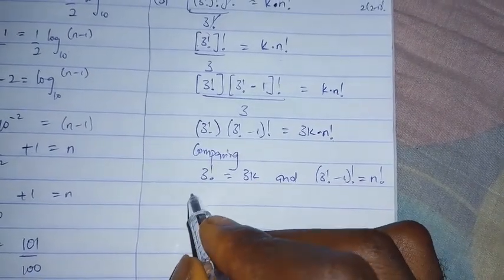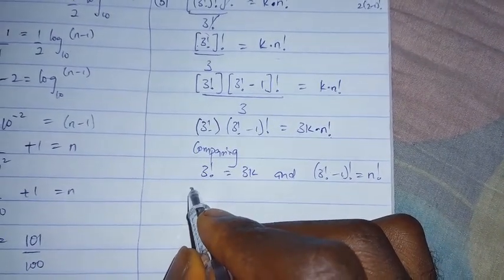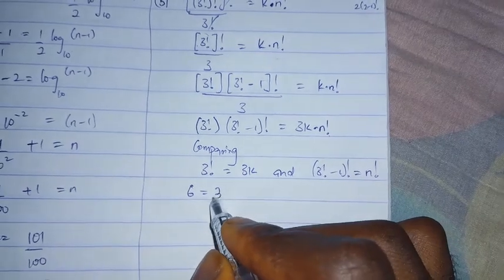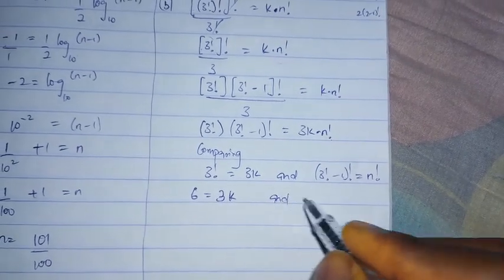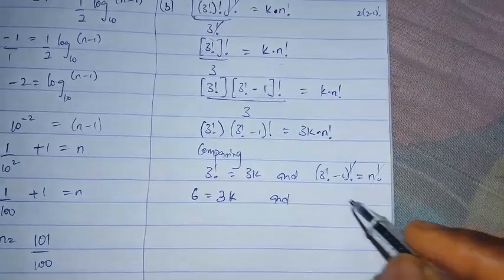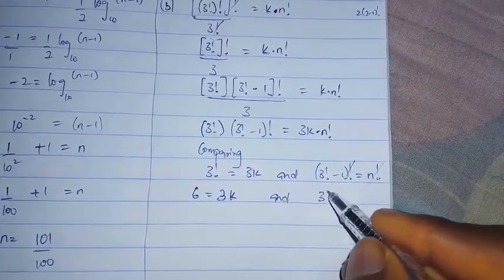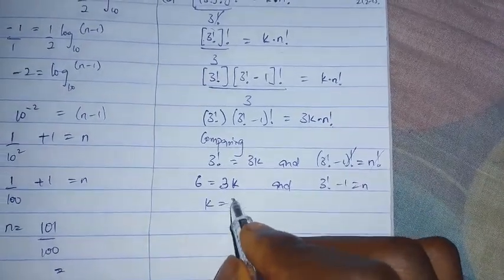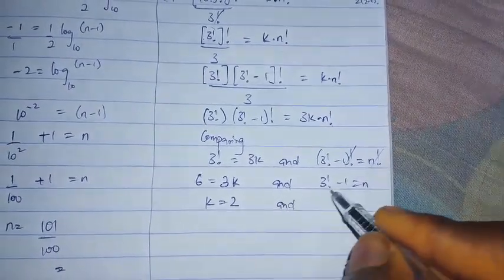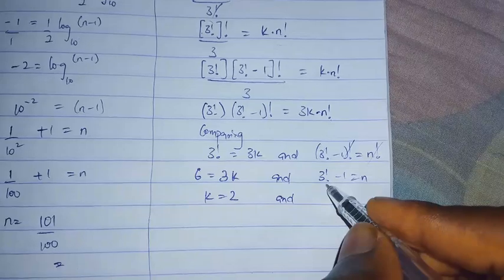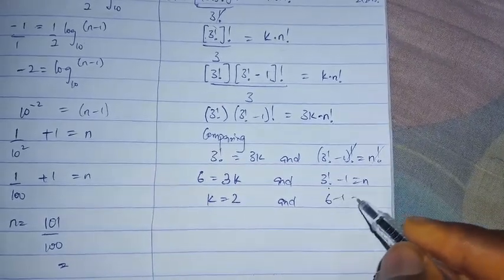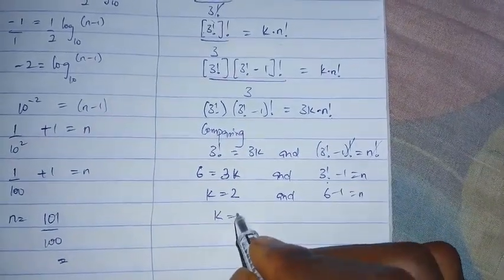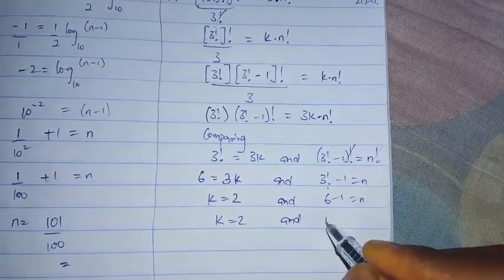From here, 3 factorial is the same thing as 6, that's 3 times 2 times 1. So 6 equals 3k. And in this case, factorial cancels factorial, so 3 factorial minus 1 equals n. So I can say my k is equal to 2, and since 3 factorial is 6, that's 6 minus 1 equals n. It means my k is equal to 2 and n is equal to 5.